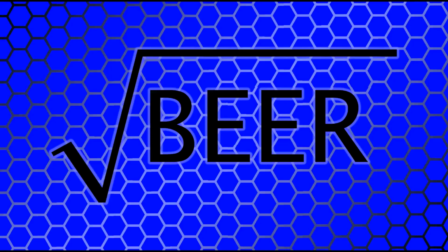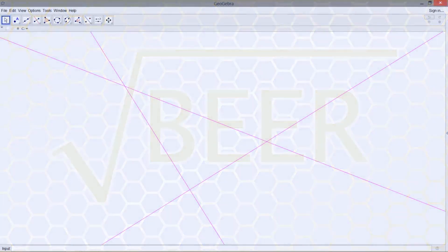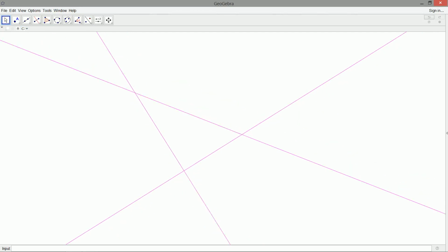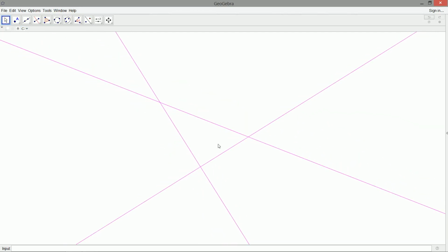Thank you for joining me for more Apollonian problems, and as you can see by our GeoGebra setup, we're going to deal with the case where we have three given lines. We've got our pink lines here, and we want to construct circles tangent to each of these three lines. That's the goal. And with this problem, we have four different solutions.